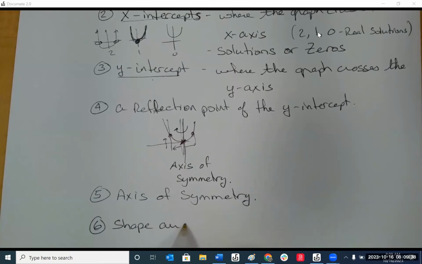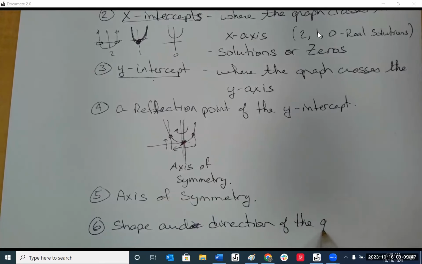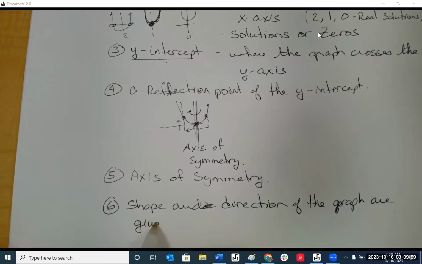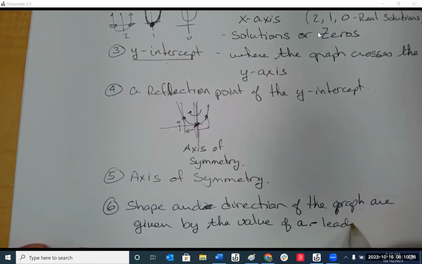The shape and direction of the graph are given by the value of a. a is called the leading coefficient.